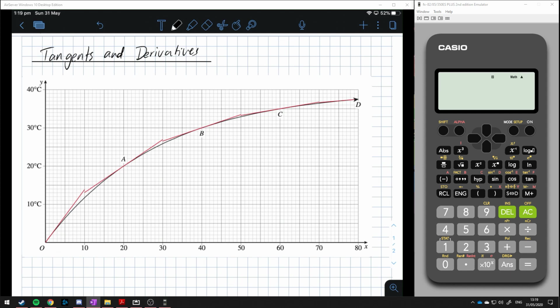Okay, so tangents and the derivative. So our first lesson on our beginning of calculus. Now, let's set up the scene.